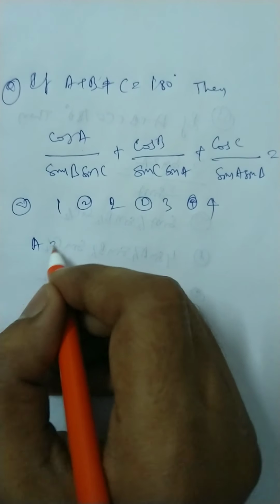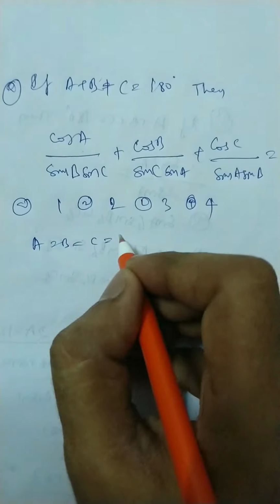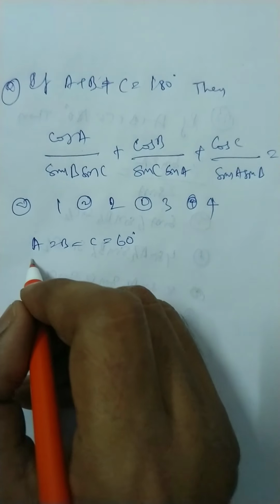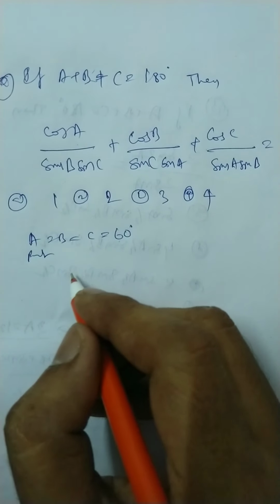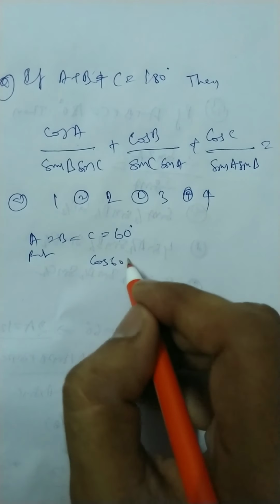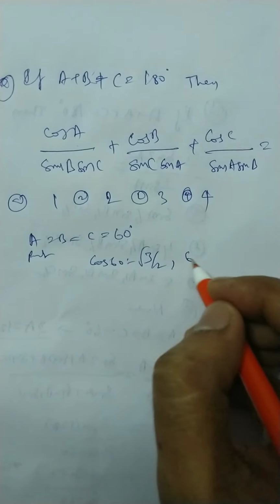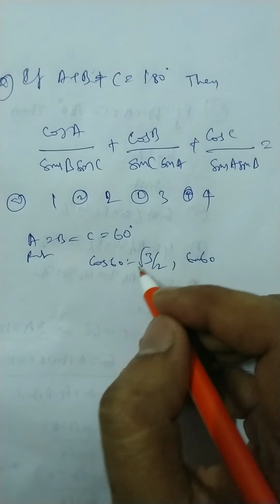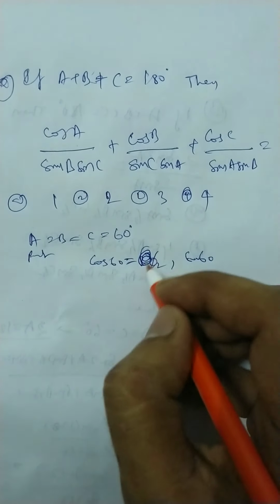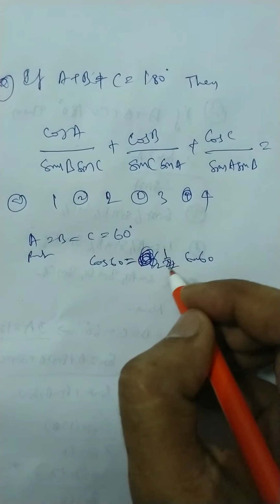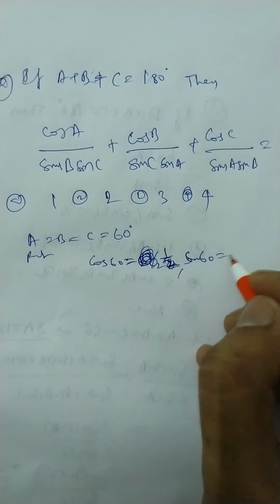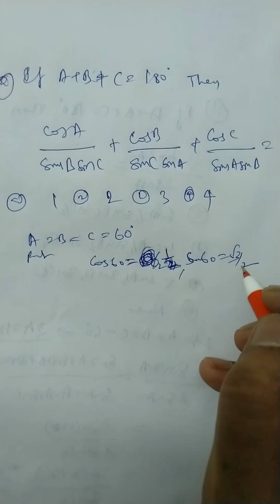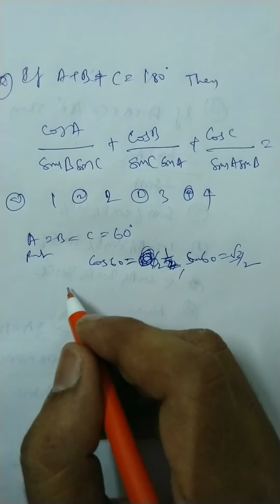So the trick is as usual, A equal to B equal to C equal to 60 degrees. Substitute this value in the numerator and denominator. Cos 60 you have known that this value is 1 by 2. Sin 60 value is known to be root 3 by 2. So substitute this in the numerator and denominator.